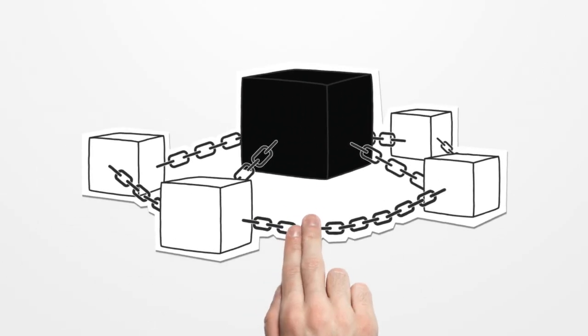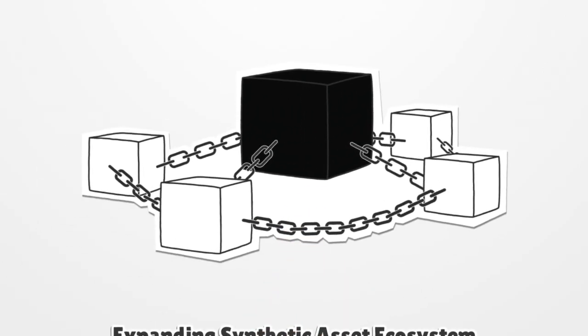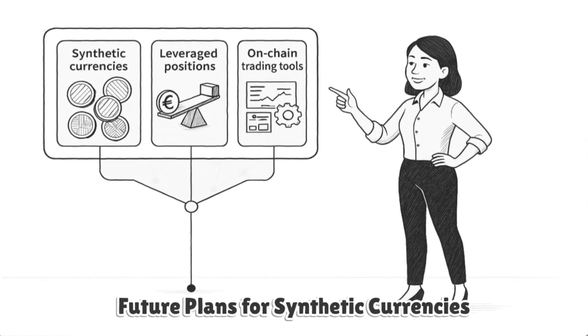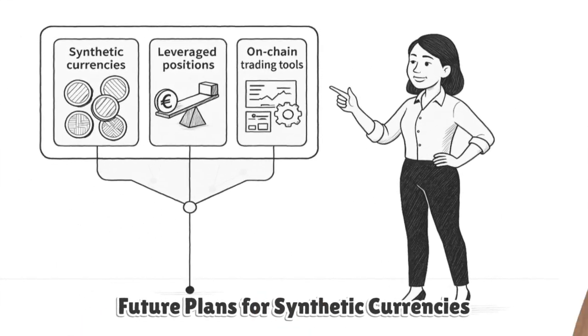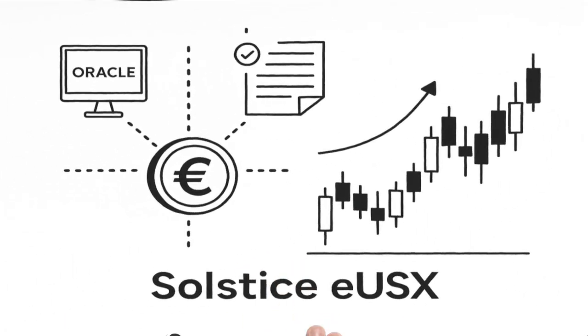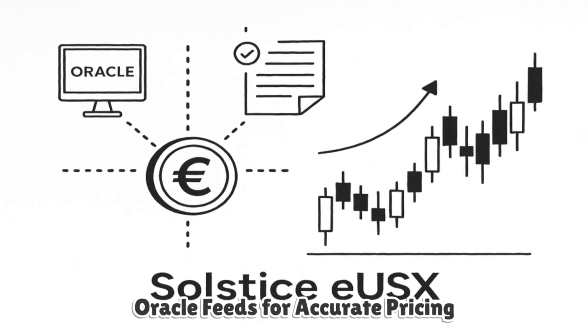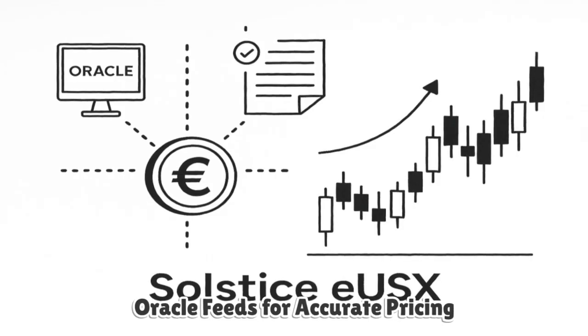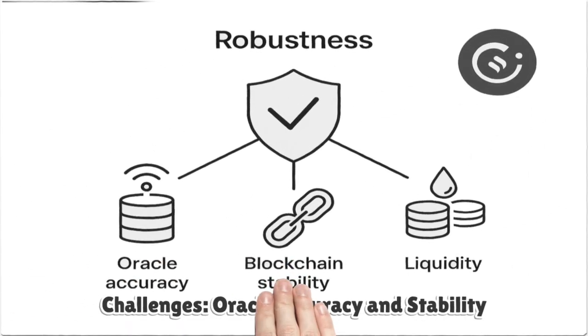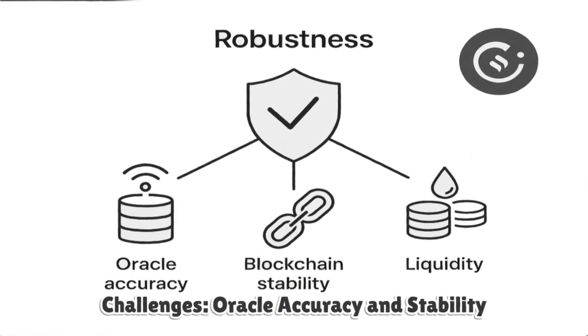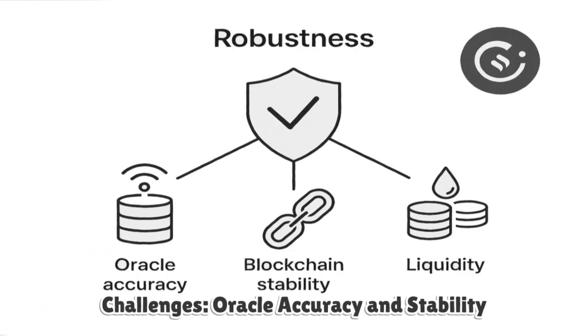The Solstice ecosystem markets itself as an expanding platform that supports more than just synthetic euro assets. Its documentation outlines plans for additional synthetic currencies, leveraged positions, and on-chain trading tools. The protocol integrates Oracle feeds to track external prices, allowing synthetic assets like eUSX to mirror real-world value with on-chain updates. However, the robustness of these mechanisms depends on Oracle accuracy, blockchain stability, and the liquidity conditions that support minting and redemption.